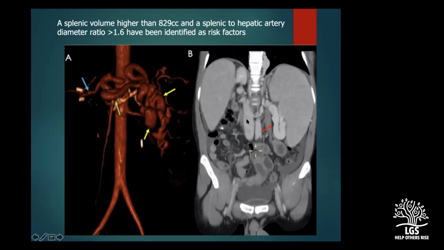The treatment is really simple here. It is technically not demanding at all. We just need to get inside the splenic artery and do a proximal embolization. We can use a coil, we can use a plug, and we can do proximal embolization so that we divert the blood flow towards the hepatic artery. So that can be very easily treated.